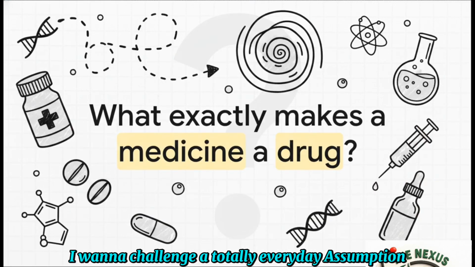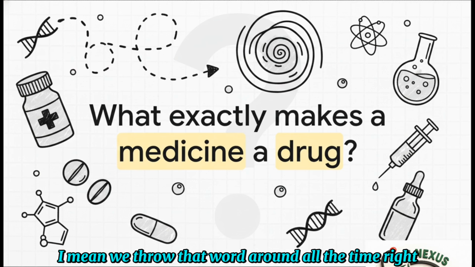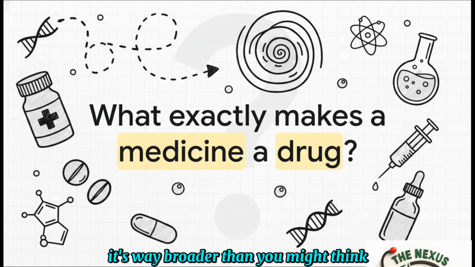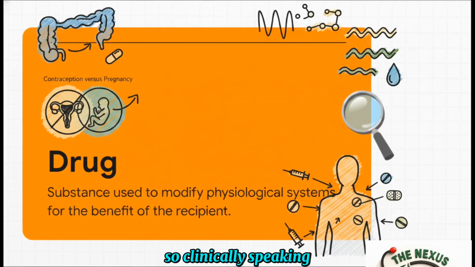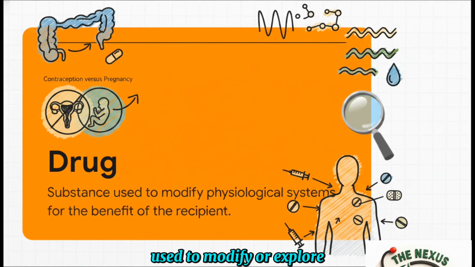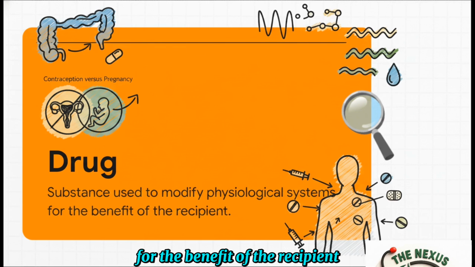First up, I want to challenge a totally everyday assumption. What exactly makes a medicine a drug? I mean, we throw that word around all the time, right? But the scientific reality of what a drug actually is, it's way broader than you might think. So, clinically speaking, a drug is literally any substance or product used to modify or explore physiological systems or pathological states for the benefit of the recipient.